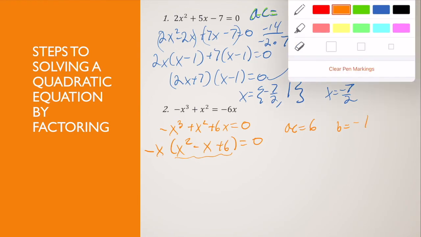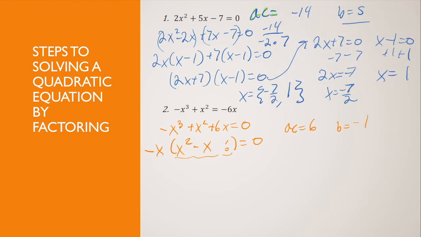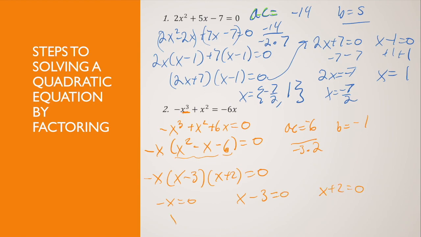Nope, it's a negative 6. Remember, once I pull out that negative, I've got to switch the sign. Factors of negative 6 that add up to negative 1, that's going to be negative 3 times 2. So I have negative x times x minus 3 times x plus 2 is 0. Now I set each of these factors equal to 0 and solve. And because this was a degree 3 equation, I have 3 possible solutions. So I get x is 0, x is 3, or x is a negative 2.